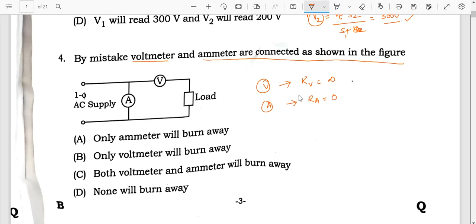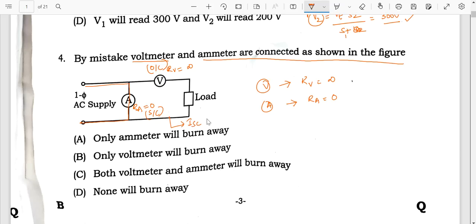So when the resistance is 0, ideally speaking, this single phase supply is going to be short circuited because the armature resistance RA will be 0 here. And what about here? The resistance of this voltmeter is infinity, so it acts as an open circuit. Here it acts as a short circuit. As we know, in a short circuit the current is higher compared to its full load current or normal current. So the short circuit current is very high.